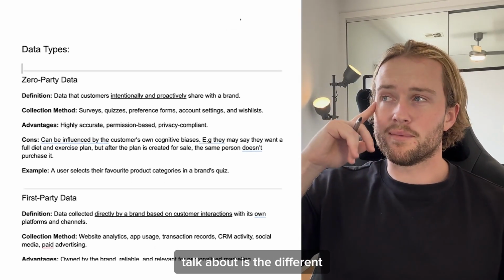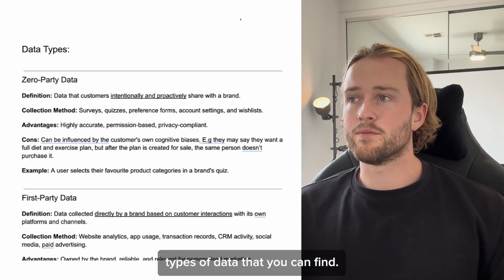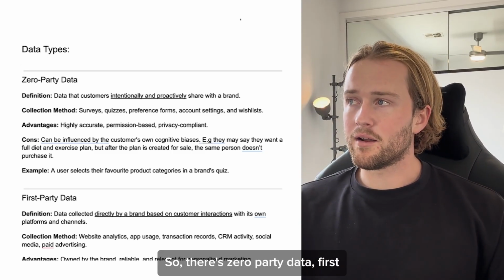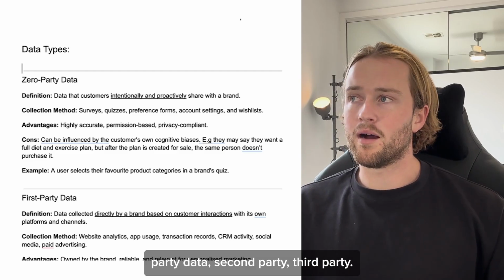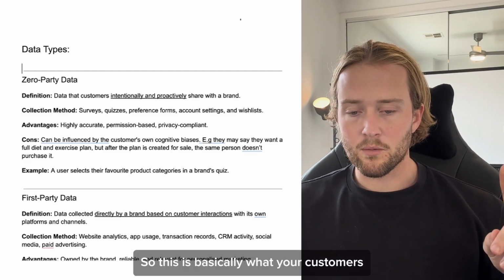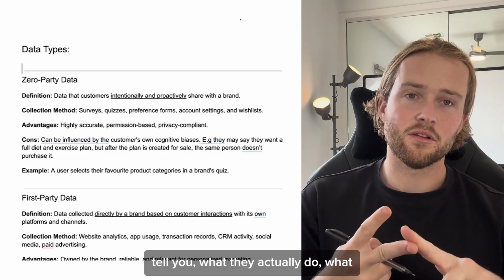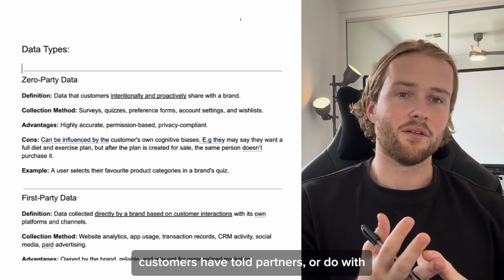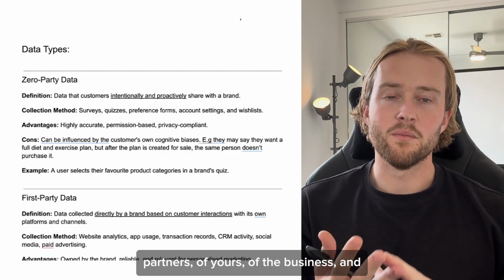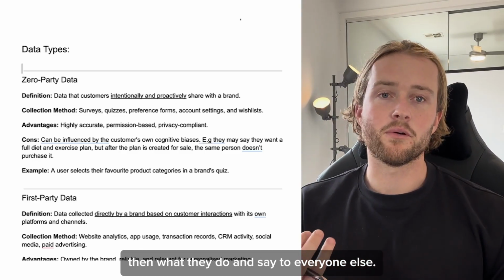So the first thing I want to talk about is the different types of data that you can find. There's zero-party data, first-party data, second-party, third-party. This is basically what your customers tell you, what they actually do, what customers have told partners or do with partners of yours or of the business, and then what they do and say to everyone else.